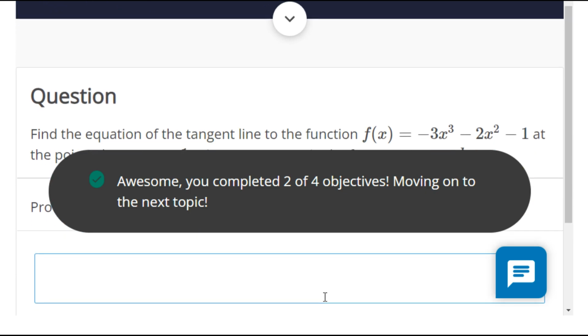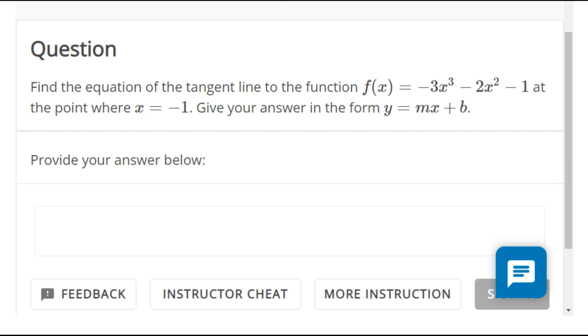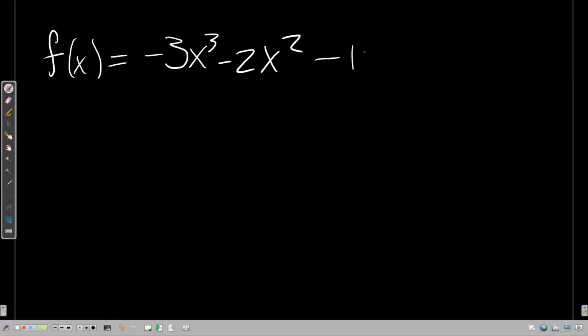Get out of the way, you guy. Find the equation of the tangent line to the function, and it's this cubic function, at the point where x equals 1. And our function is minus 3x cubed minus 2x squared minus 1. That's a cute function. That looks like some cute nonsense that I would do because really, well, I guess it's not exactly cute. The cute thing I would do would have it be x to the 1, and then all the exponents match the coefficients, but they didn't do that. They gave us this, and they want to know the equation of the tangent line when x is minus 1.